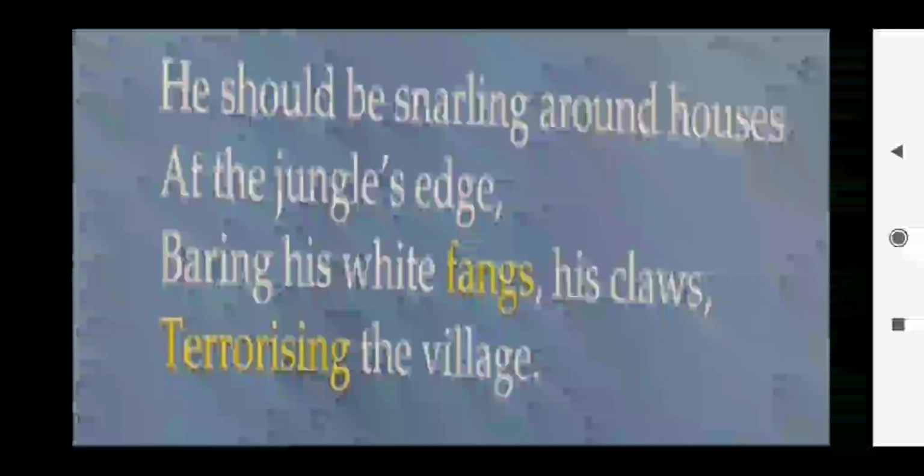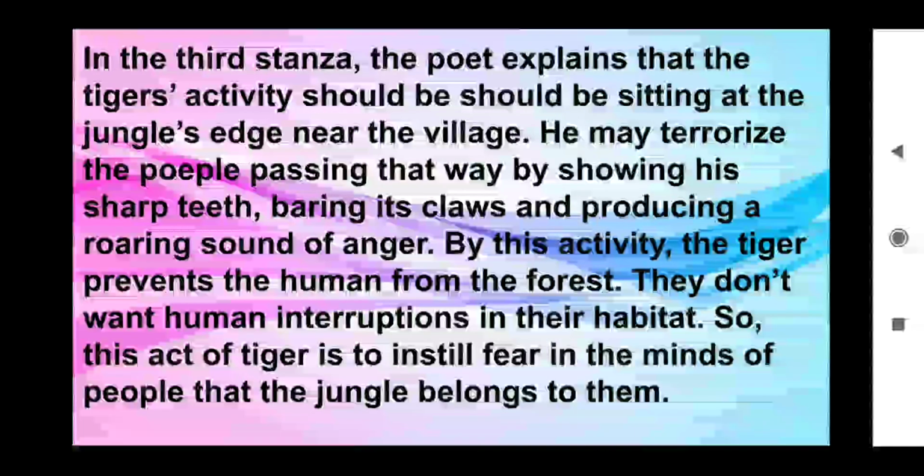In the third stanza, the poet explains that the tiger's activity should be sitting at the jungle's edge near the village. He may terrorize the people passing that way by showing his sharp teeth, baring its claws, and producing a roaring sound of anger. By this activity, the tiger prevents the human from the forest. They don't want human interruptions in their habitat. So, this act of tiger is to instill fear in the minds of people that the jungle belongs to them.